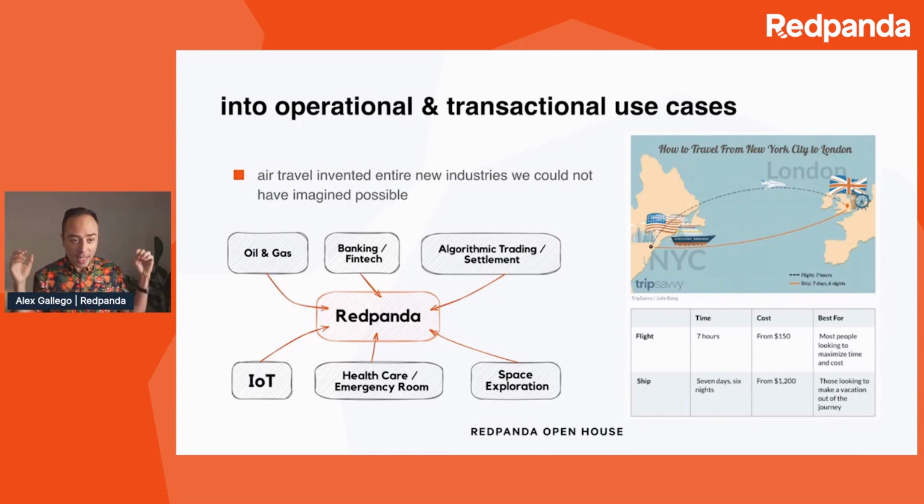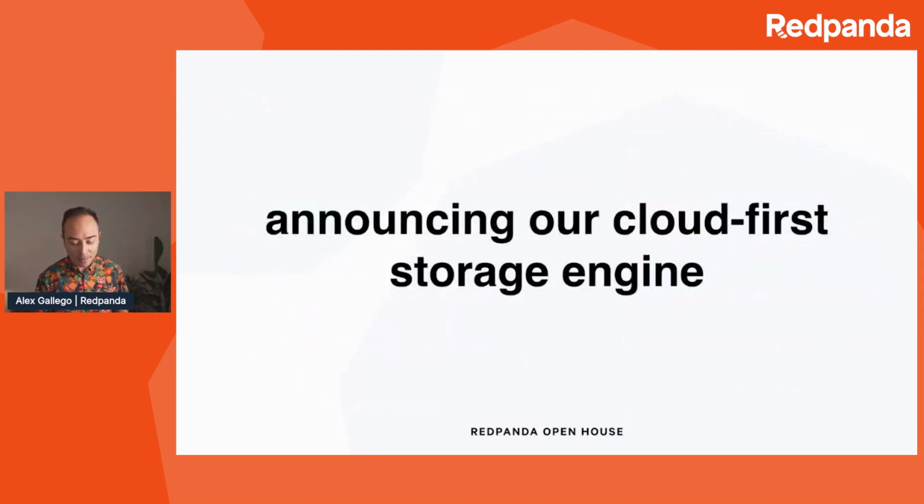operational and transactional space. And the way I like to think about that is that you can still take a steamboat from New York to London and it'll work. It'll be fine. It's reliable. It's high throughput. It'll get you there. But what air travel did is it invented entire new industries we couldn't have imagined possible.